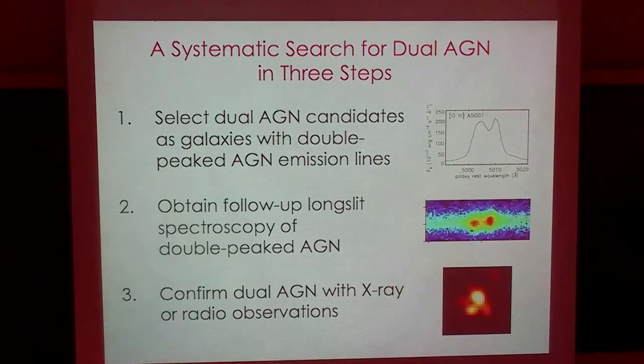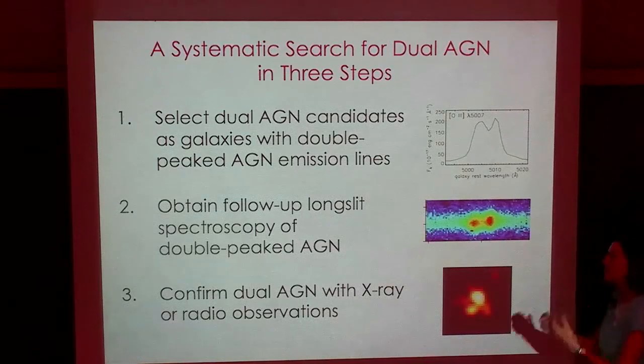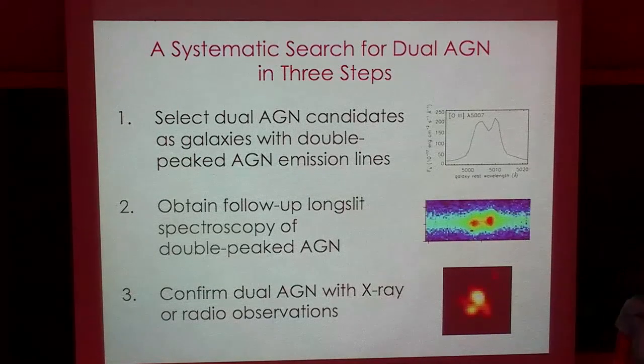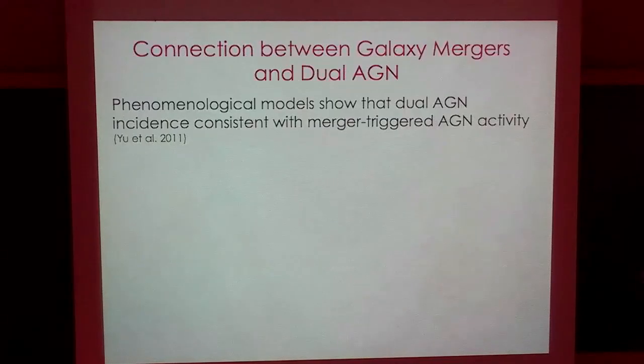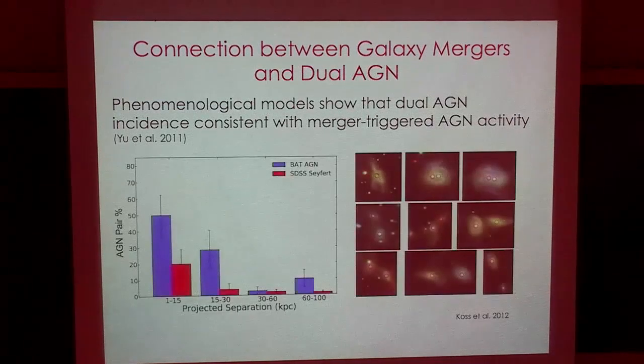Okay, so I've summarized a systematic way we can go through large spectroscopic surveys of galaxies and whittle down which ones have dual AGN. Now I'd like to take a moment to talk about dual AGN in the context of galaxy mergers. So models have shown that the occurrence rate of dual AGN is consistent with the AGN activity being triggered by galaxy mergers. And in observations, we see evidence for merger-triggered AGN, dual AGN as well.